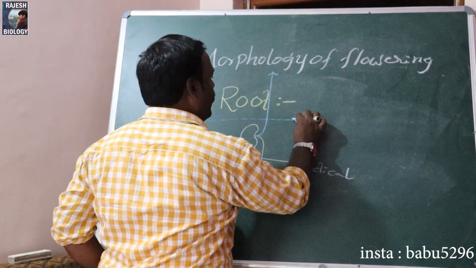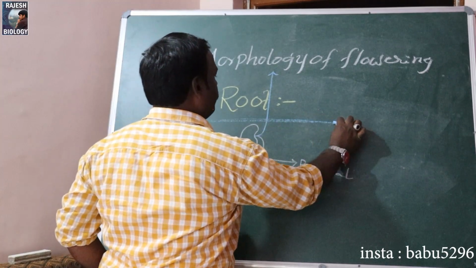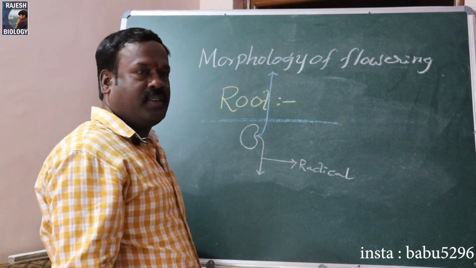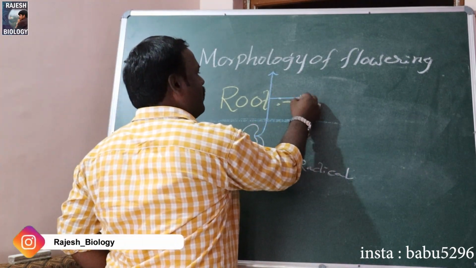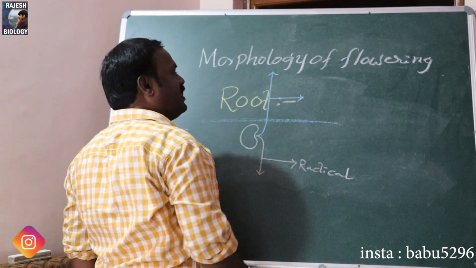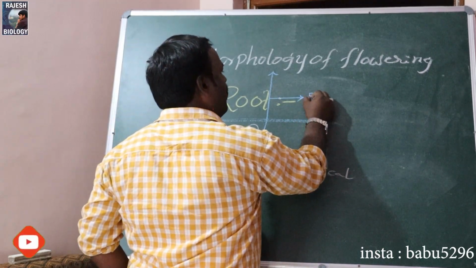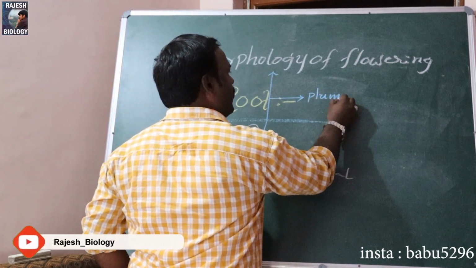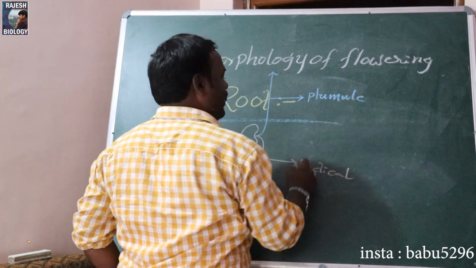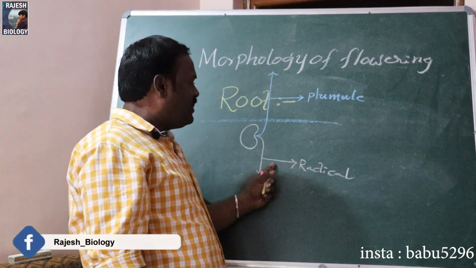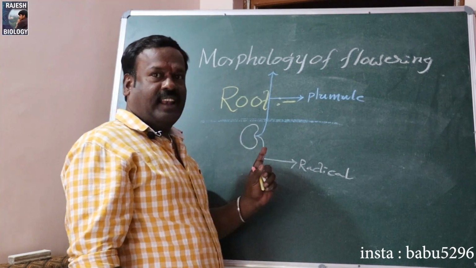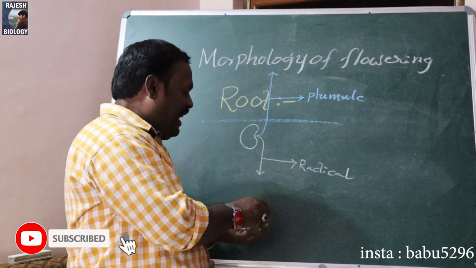This is soil level, ground level. Imagine, this is a radicle. Next, one more thread also comes and enters into the atmosphere. This is called plumule. Remember them: first one is radicle, second one is plumule. First we will discuss radicle.